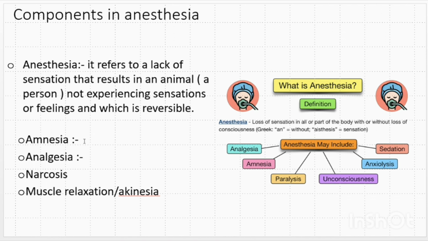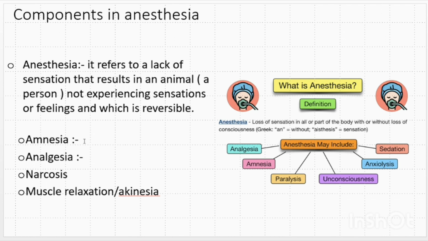Amnesia means loss of temporary memory. Next is analgesia. Analgesia means pain reduction. We will not feel anything during anesthesia. The patient will not feel anything. If there is pain, he will not feel it, because we will give some drugs particular for the patient, like fentanyl, morphine.